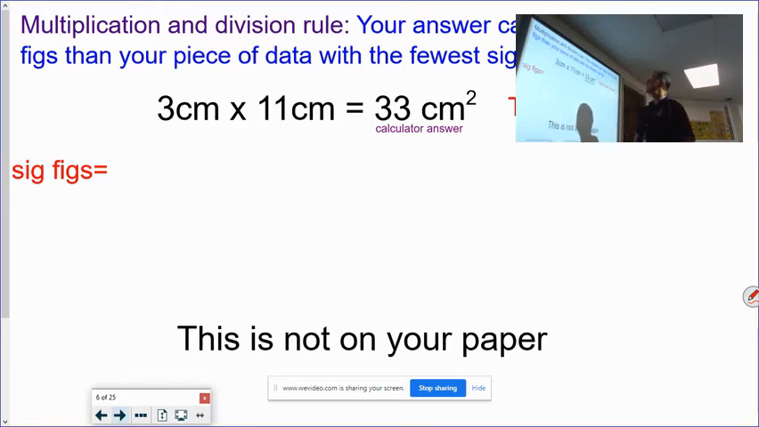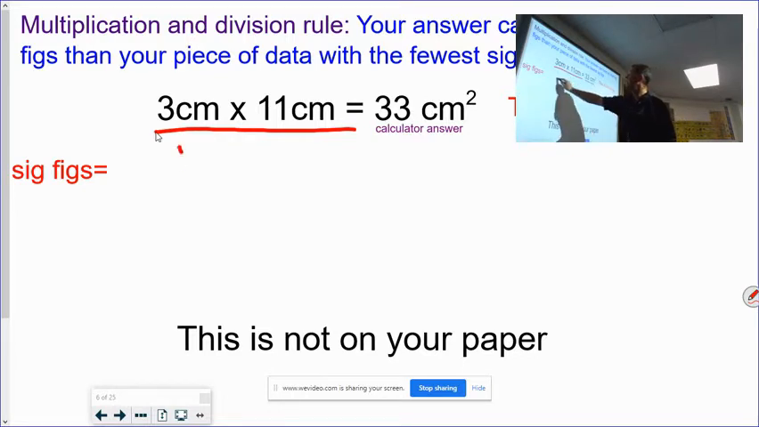So here is the same rule, multiplication, division. Your answer can have no more significant digits than your piece of data with the fewest significant digits. So we punch this into our calculator. We get 33 as a calculator answer. That is the correct calculator answer, but it is not the correct answer with sig figs. Here we have 1 sig fig, and here we have 2 sig figs. So our answer could only have 1 sig fig in it.